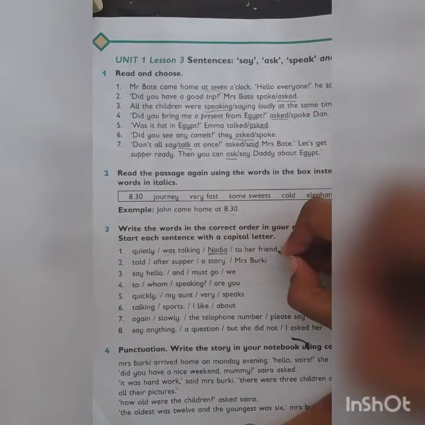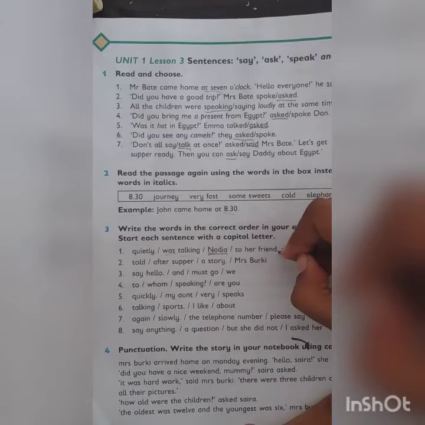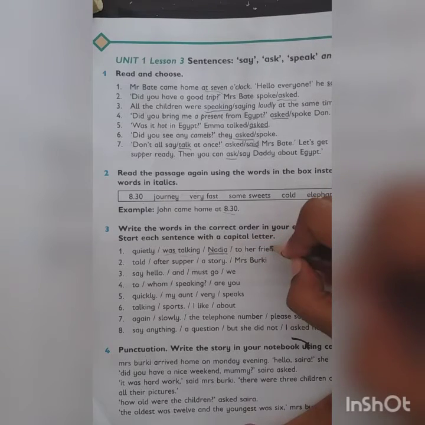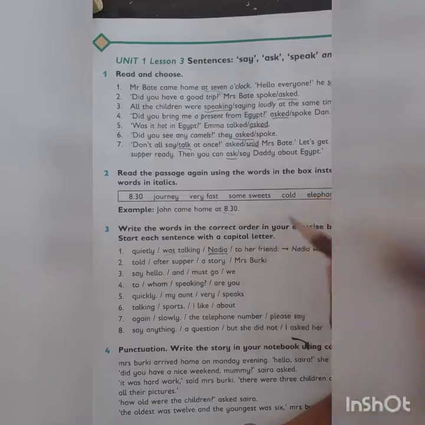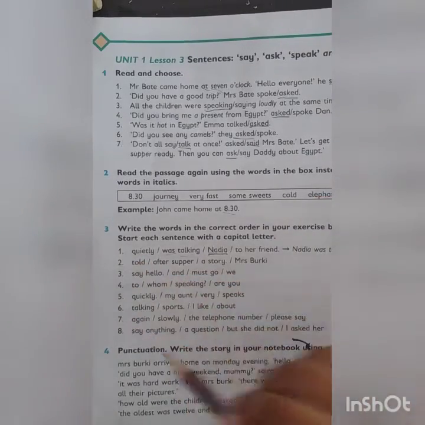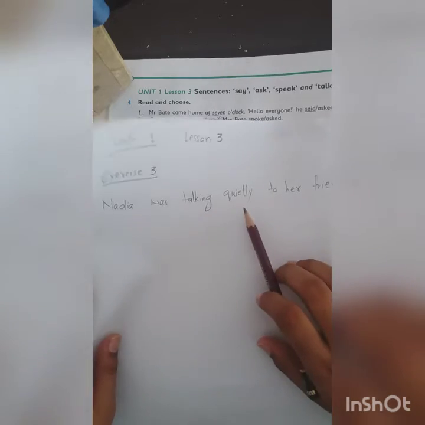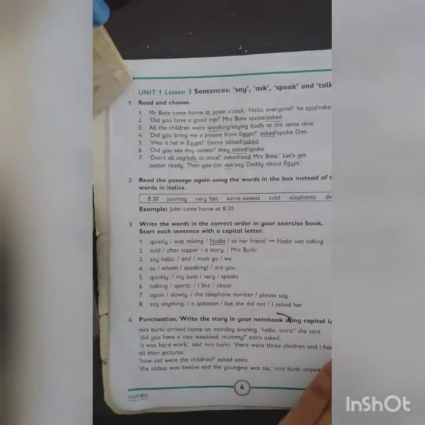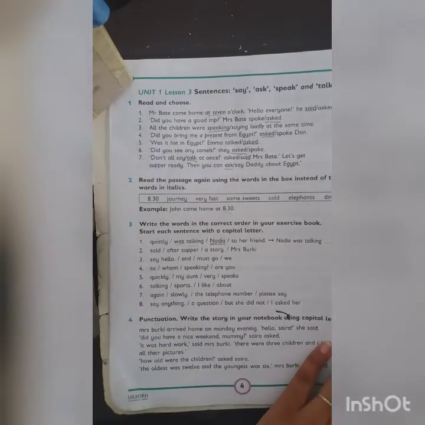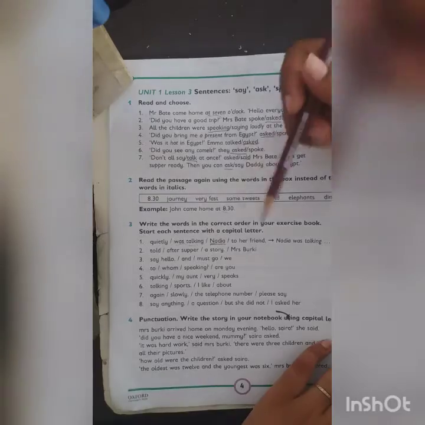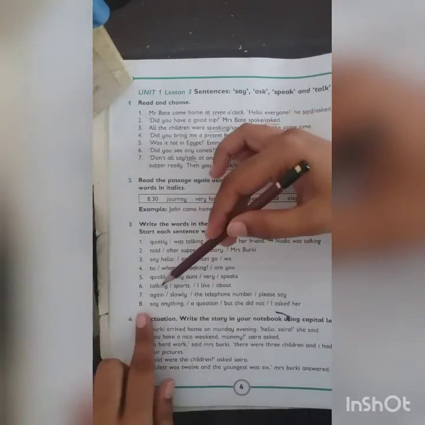You can see that after to her friend there is a full stop. It means the sentence ends here. अगर sentence यहाँ पे end हो रहा है, it means this is the last word we have to write. तो कौन सा word हमें second last में लिखना है? This, quietly. Okay, now look at this sentence. Nadia was talking quietly to her friend. Okay, this is the way we have to arrange all these words to make a complete sentence which gives a proper meaning. The same you have to do for all the remaining sentences.